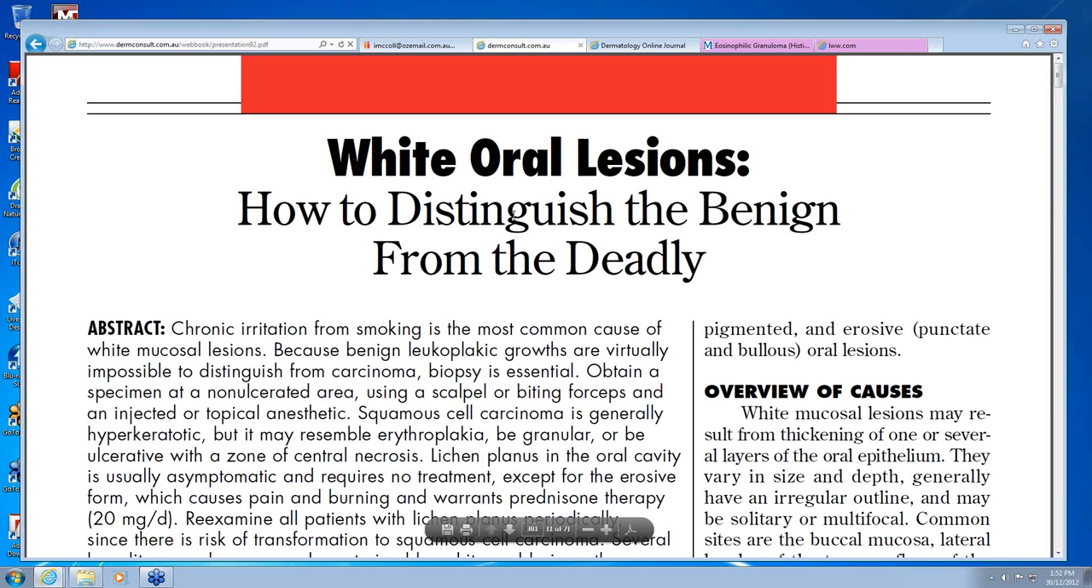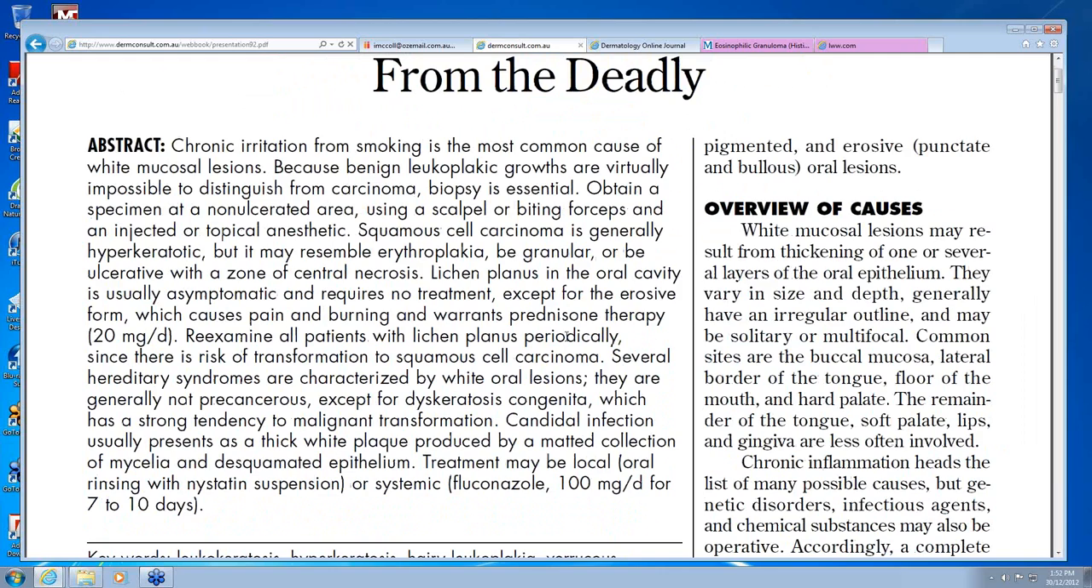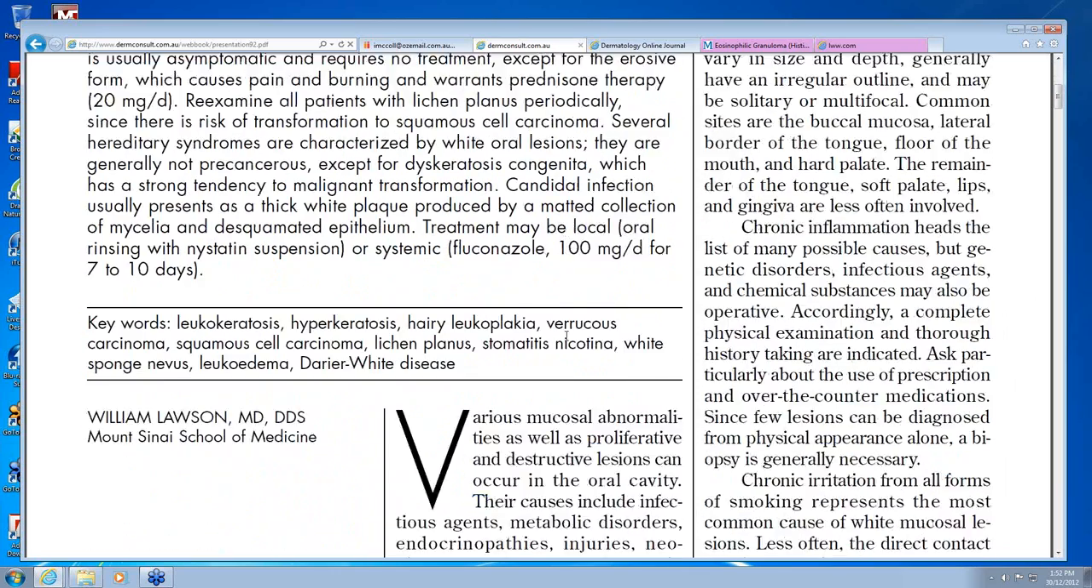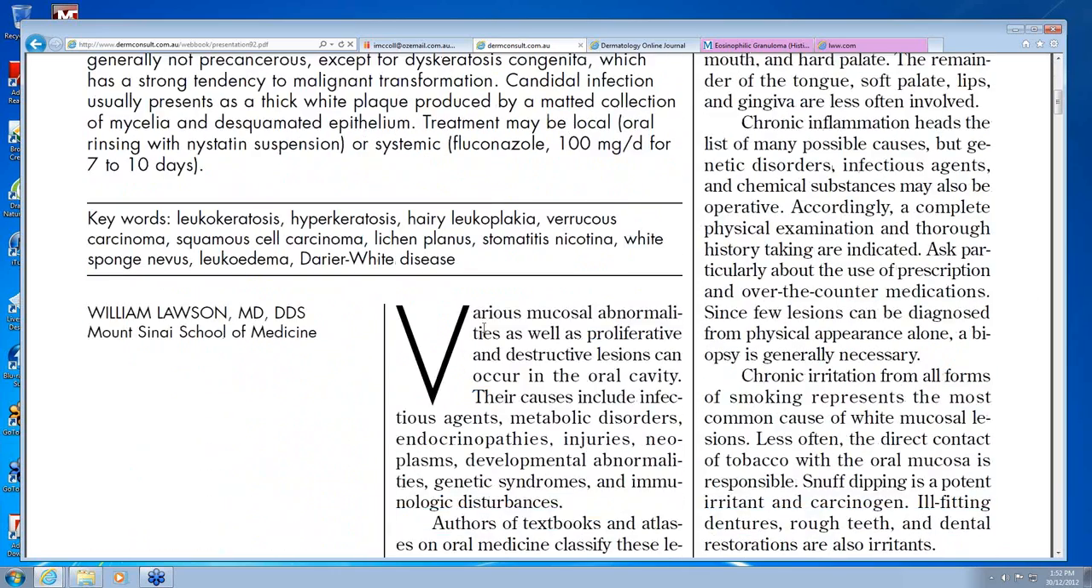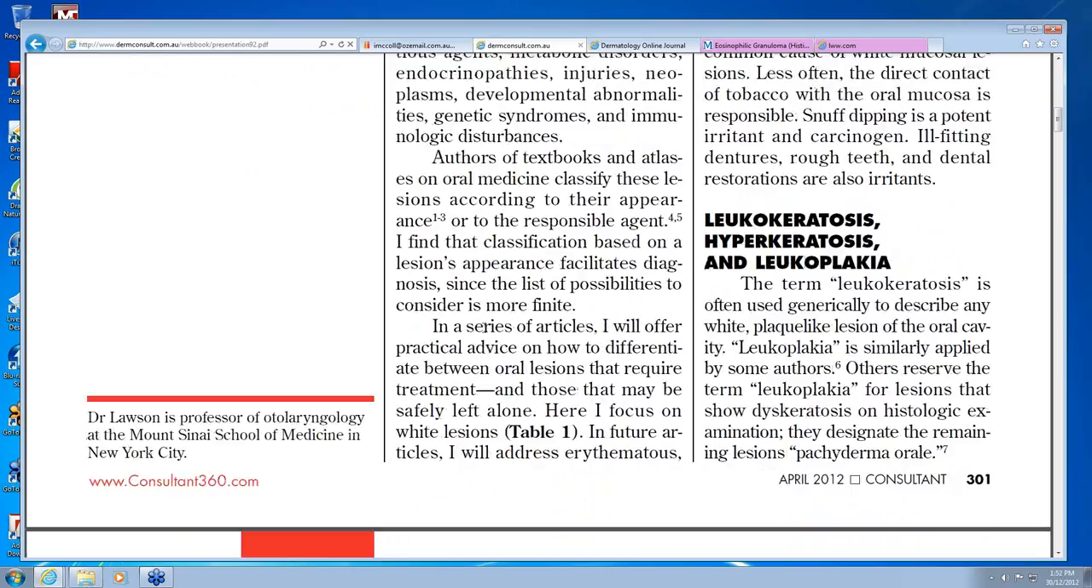But there are some nice pictures in here. This is a dental article that I came across: how to distinguish the benign from the deadly white oral lesions. Let's just look at the pictures. It's by a guy called William Lawson, at the Mount Sinai School of Medicine.